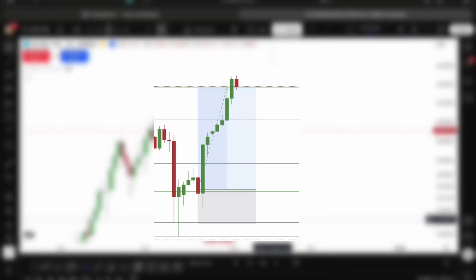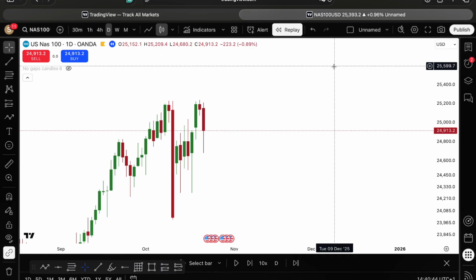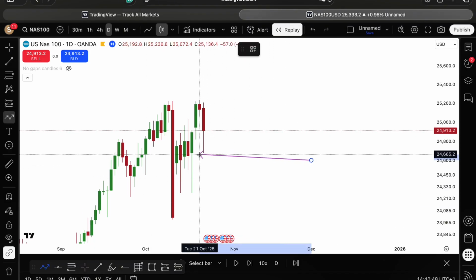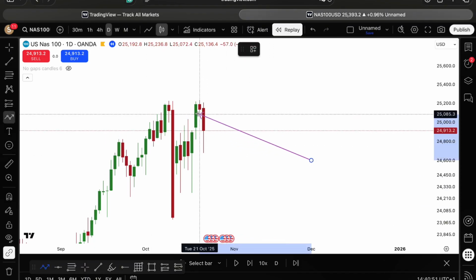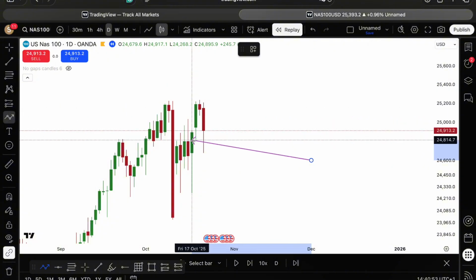In this video, I'm going to break down the 1 to 3 risk to reward on NASDAQ 100. So we always start off on the daily time frame. On the daily, we first want to spot our impulse. This is going to be our impulse.